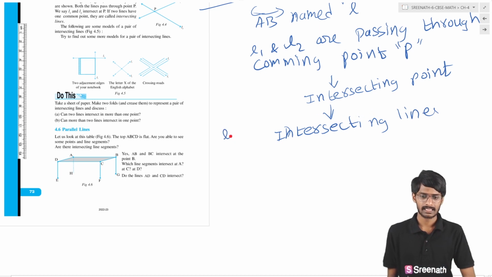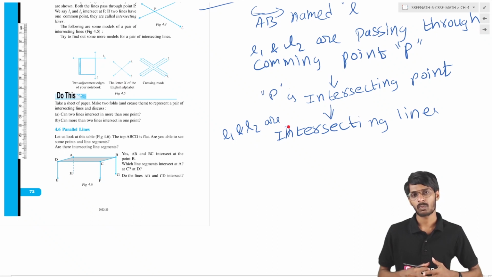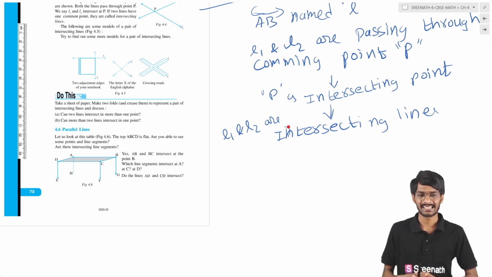So L1 and L2 are intersecting lines. Point P is the intersecting point. Whenever two lines are passing through one common point, we say that both lines are intersecting each other. They are intersecting lines, students.